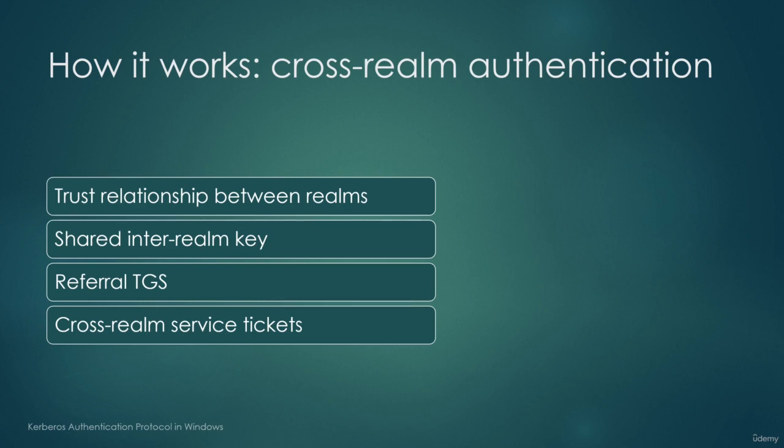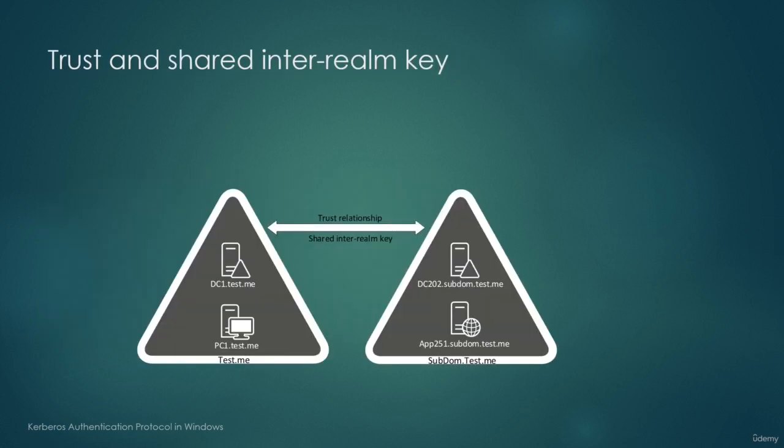And finally, we want to know how inter-realm or inter-domain authentication works. Inter-realm authentication is enabled by creating a trust relationship between two realms. The password for a domain trust account is used to derive an inter-realm key for encrypting referral tickets. Inter-realm keys are exchanged between KDC servers in trusted domains.